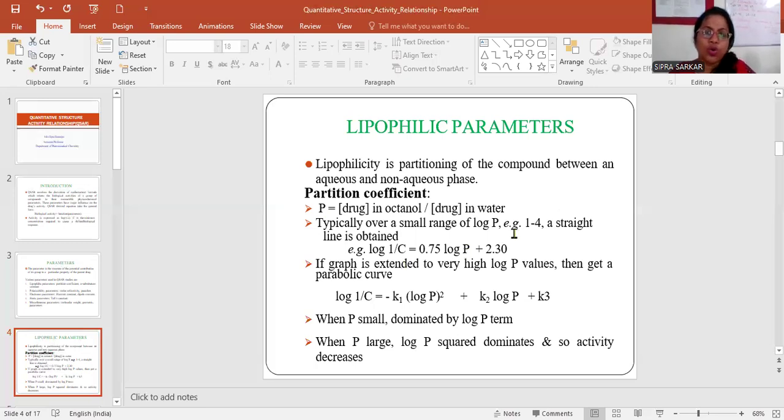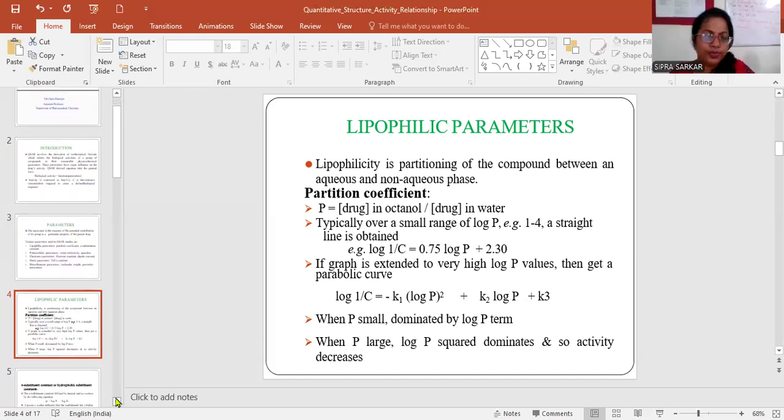Typically, over a small range of log P, 1 to 4, a straight line is obtained. Here log 1/C, the concentration, is defined as 0.75 log P plus 2.30. If the graph is extended to very high log P values, then we get a parabola. If P is small, it is dominated by the log P term. When P is large, the log P squared term dominates, so activity decreases. You can see the graphical representation here.